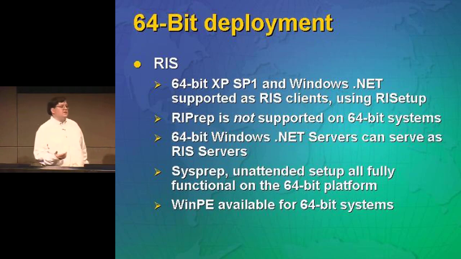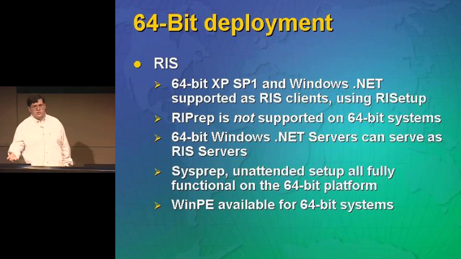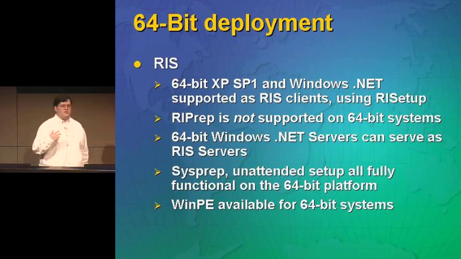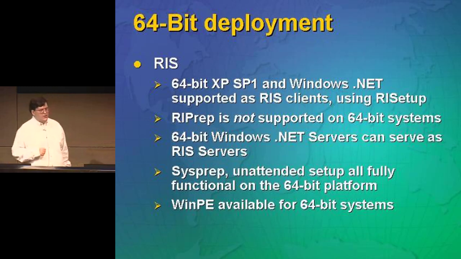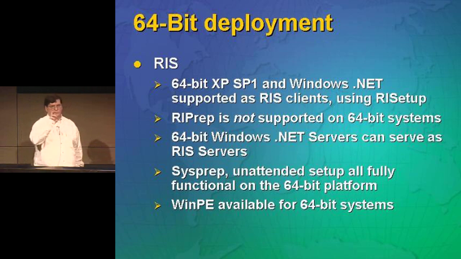So I feel it's also important to emphasize what we've done in .NET Server to enable 64-bit deployment. So 64-bit, if you have XP SP1, you will be able to deploy from a .NET Server. We will not be making that available in Windows 2000, unfortunately. So to boot a 64-bit client, you will need to have a .NET RIS server. Again, that's using RI setup, not using RI prep. So think scripted, not image-based.